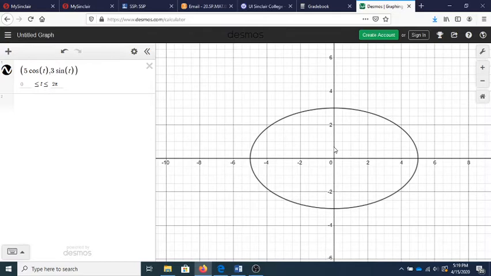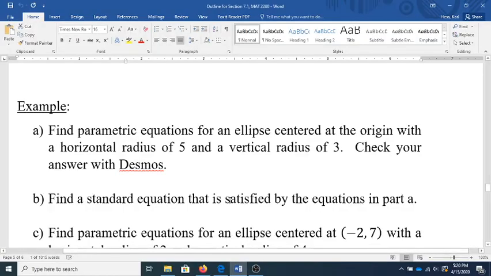The point is, parametrically, ellipses are not at all hard to understand. You can very much just understand them as distorted circles. We'll approach them from another thought process later on. But for now, let's go on to part B. Part B, find a standard equation that is satisfied by the equations in part A.